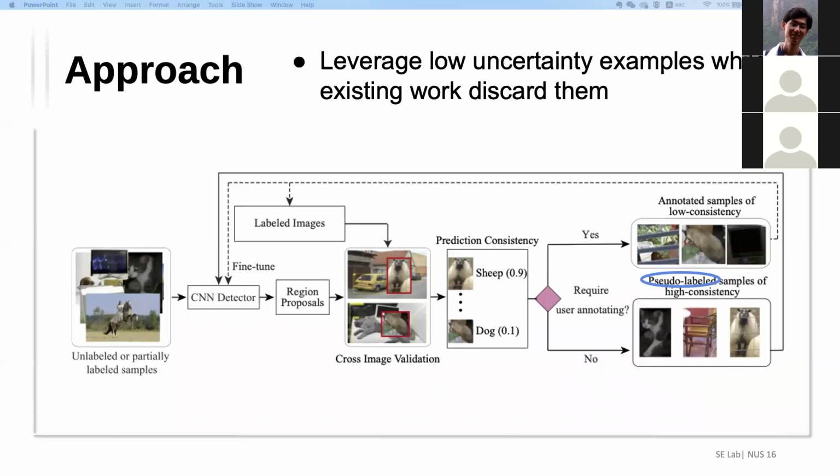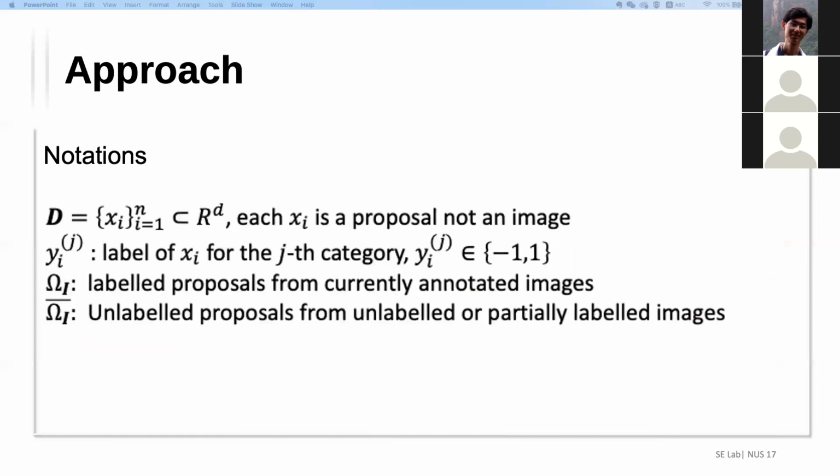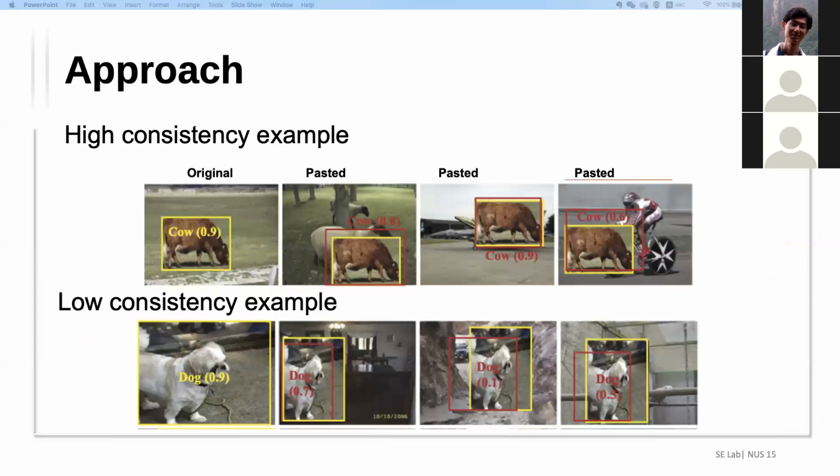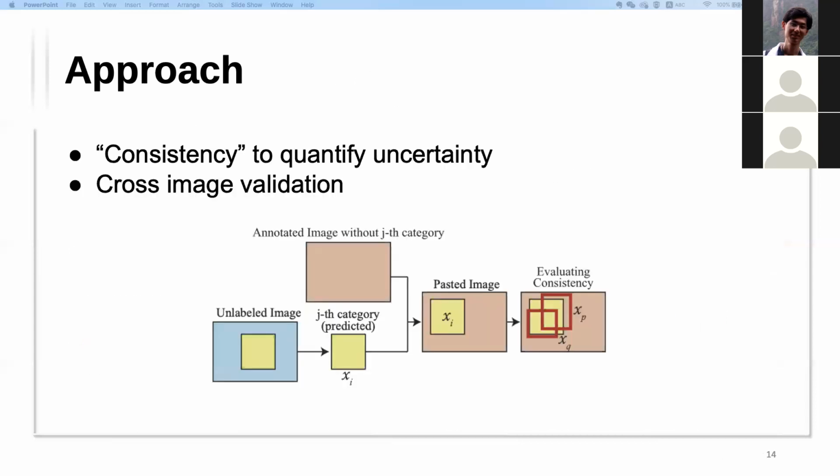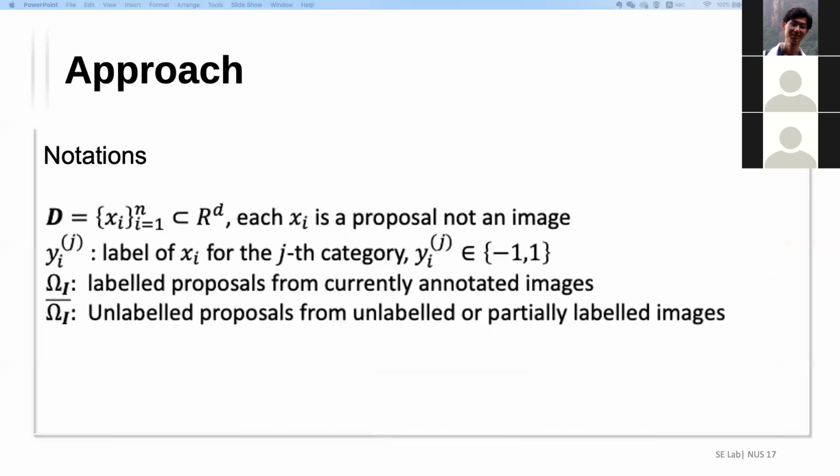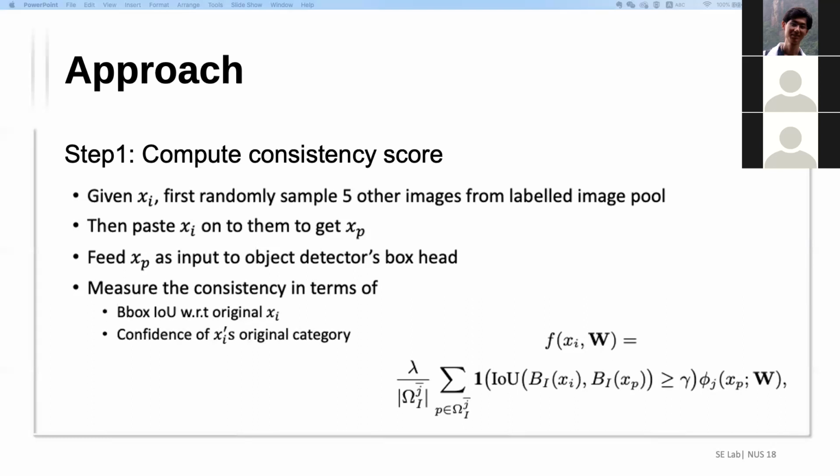So as I mentioned, the second contribution is that this paper utilized the low uncertainty examples. So it just trusts the prediction from the model for those high consistency proposals. And how about the classification? This consistency score is defined to include both classification and also the overlap. The formula is like this.